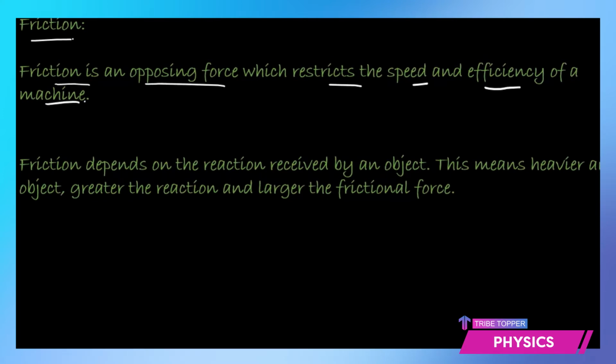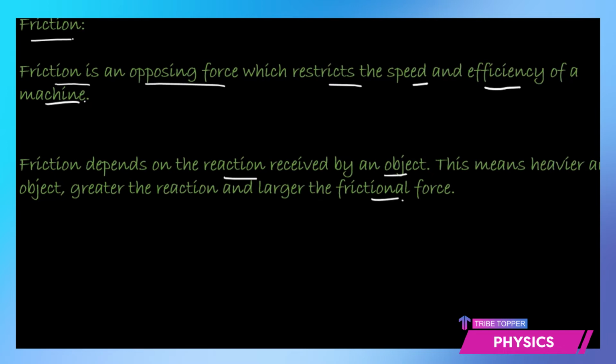Because friction is always trying to oppose your motion, and it depends on the reaction that is received by an object. That would mean that the heavier an object, the greater would be the reaction, and so larger would be the frictional force. Like if I ask you, you have to drag a chair or a bed. Of course, which one is easier? To drag a chair, because it is lighter, so there'll be less friction offered. But if you want to push a bed, it is held very strongly by static friction, and because of the heaviness of the bed, the static friction is also very large.